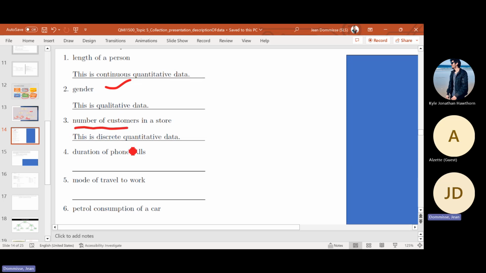Now look at this. Number of customers in a store. I know that in the store there will be 5 or 6 or 7 or 8 or 10. So that's why it becomes discrete and not continuous. I can't have 1.17653 customers. I can have that in kilometers or in distance or in length of a person, but in customer numbers, I can only have whole numbers. So that is why it's discrete.